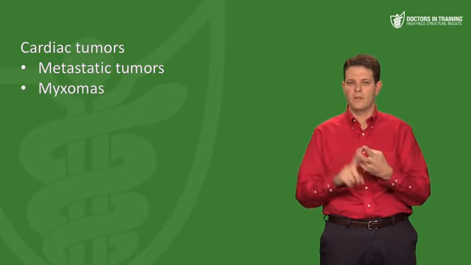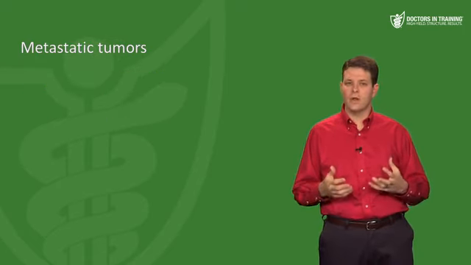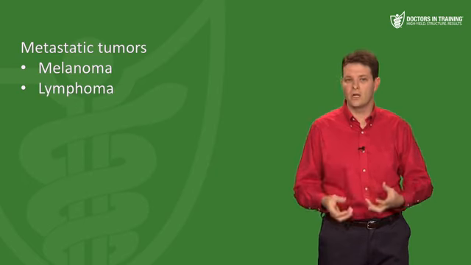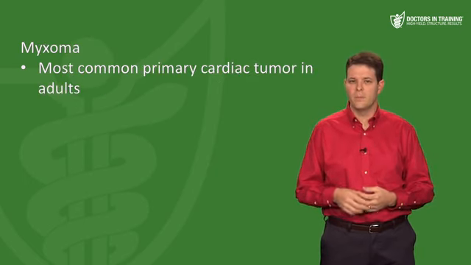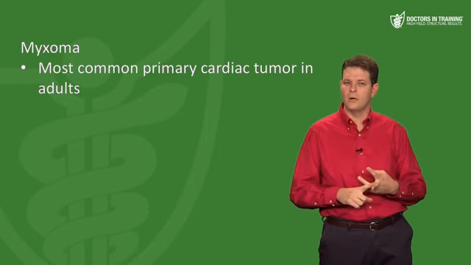And then the last thing I want to discuss are some cardiac tumors. There are 3 main categories of cardiac tumors to discuss: metastatic tumors, myxomas, and rhabdomyomas. Now, cardiac tumors aren't all that common. The most common cardiac tumor is metastatic tumors from somewhere else. So we said a few minutes ago that melanoma likes to go to the heart, and lymphoma can also metastasize to the heart. But the most common primary cardiac tumor in adults is called a myxoma.